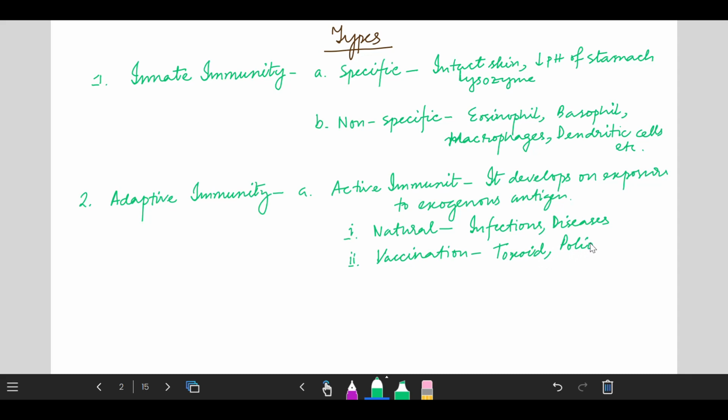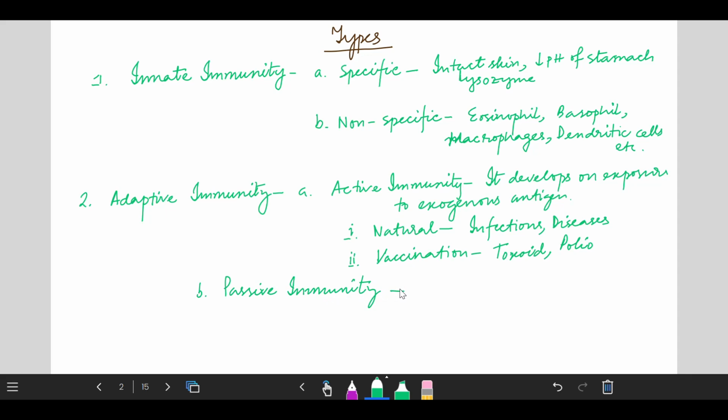Now the another category is passive immunity. Okay, so what is passive immunity? When you are receiving preformed antibodies, that comes under passive immunity. Okay, it can be maternal or it can be immunoglobulin treatment.